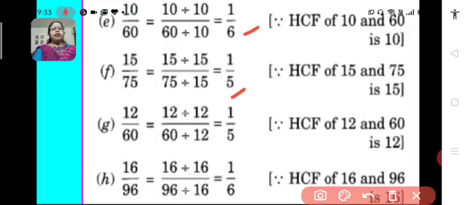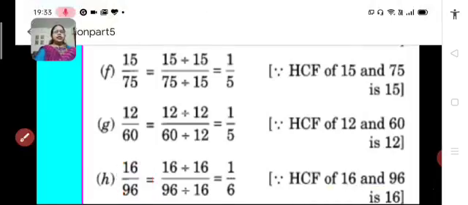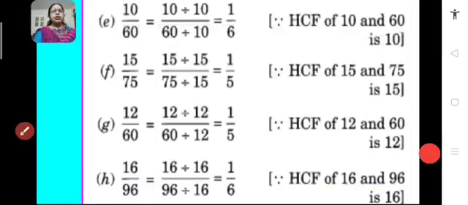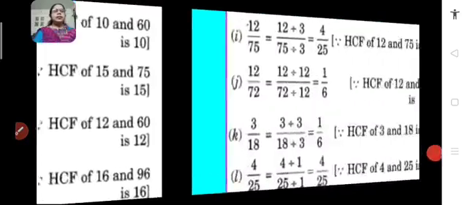Then 12 upon 60 is 1 upon 5 again, because the HCF of 12 and 60 is 12. And here the last one, 16 upon 96 can be expressed as 1 upon 6 in its simplest form, because the HCF of 16 and 96 is 16. So the simplest form is 1 upon 6.